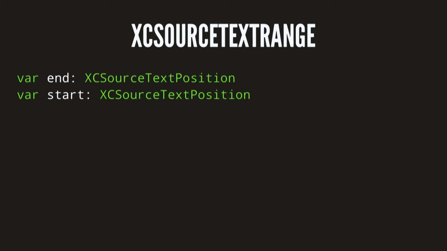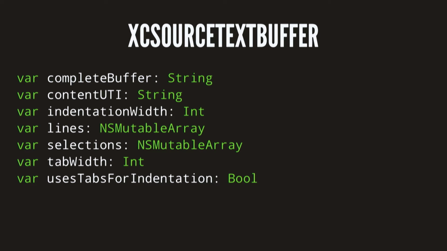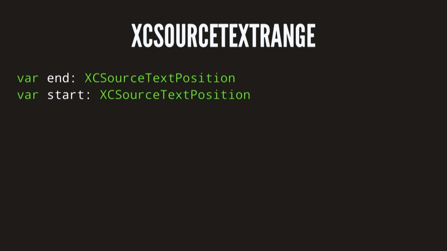And basically the idea is if you just want to append lines, for example, you don't change the complete buffer, but just append a line to the array, because that's a little bit faster to do. We have the XC source text range. This is part of the selections, basically. So each selection is an XC source text range, which has a start and an end.